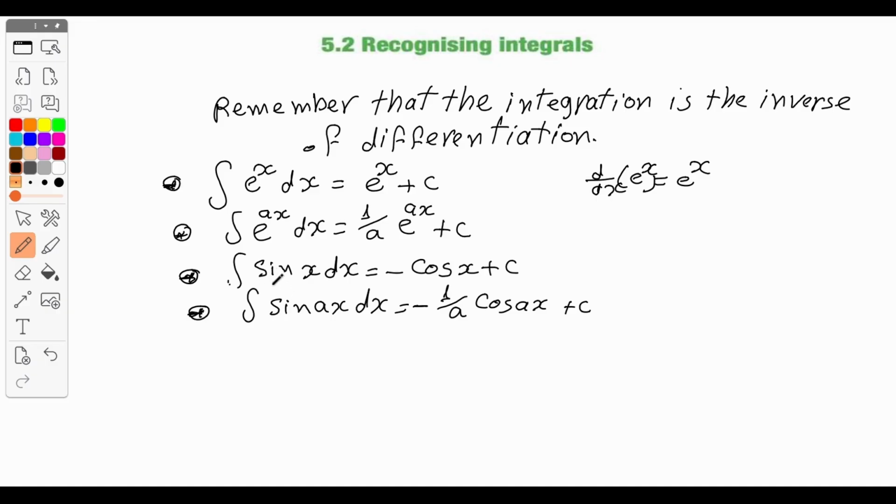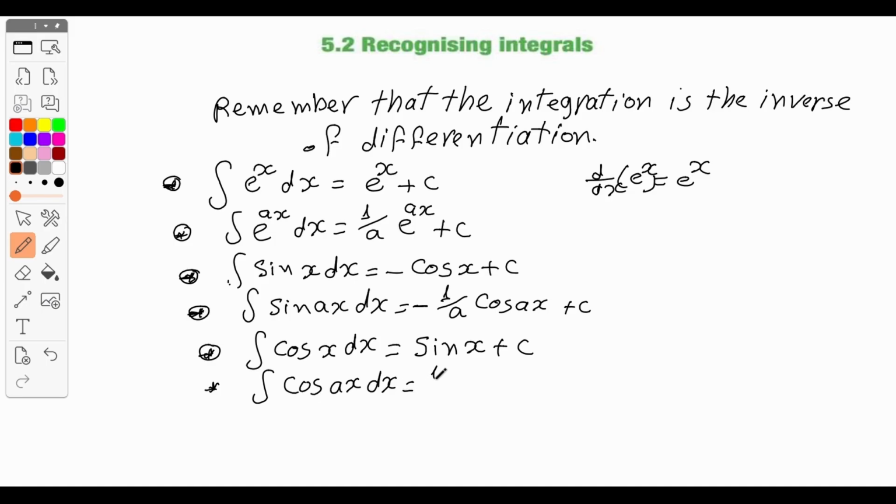This is related to sine. What about cosine? The integral of cosine x dx is sine x plus c. Same thing if we have the integral of cosine ax dx: you have to divide again by a, so it is 1 over a sine ax plus c.